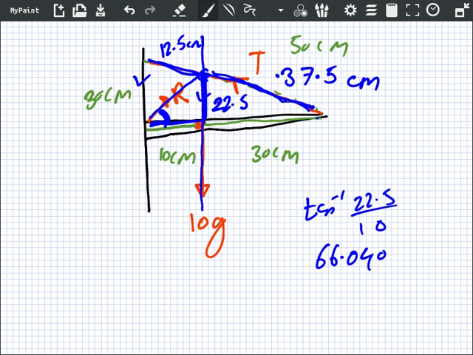Okay. Can you know this? Of course you can. You could have known it at the start. It would have been tan inverse 30 over 40. What's that one?